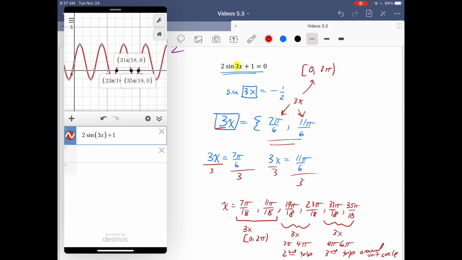So the coefficient here tells you the number of times you need to go around the unit circle. Again, we'll talk about that a little more in class.